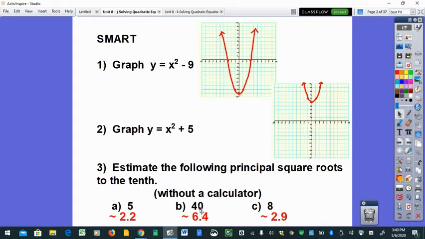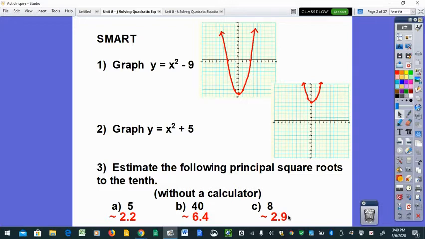Square root of 40 would be in between the two perfect squares of 36, which the square root of 36 is 6. 49 is the next perfect square above, and the square root of 49 is 7. This guy's somewhere in the middle. It's about 6.4, and if you do take the square root in your calculator, you can verify that. Square root of 8 is right below 9, which square root of 9 would be 3. We know it has to be just smaller, so it's about 2.9.